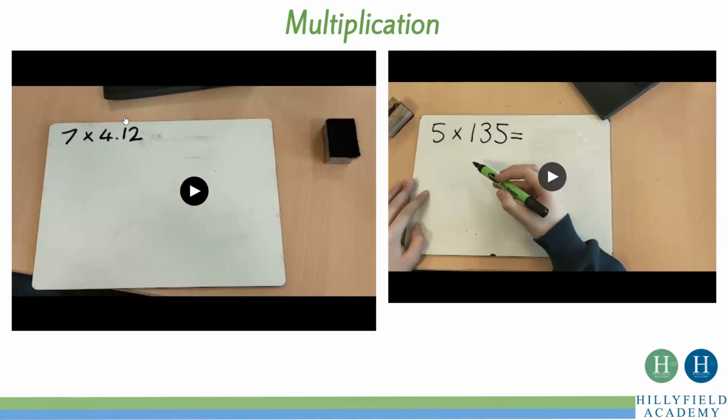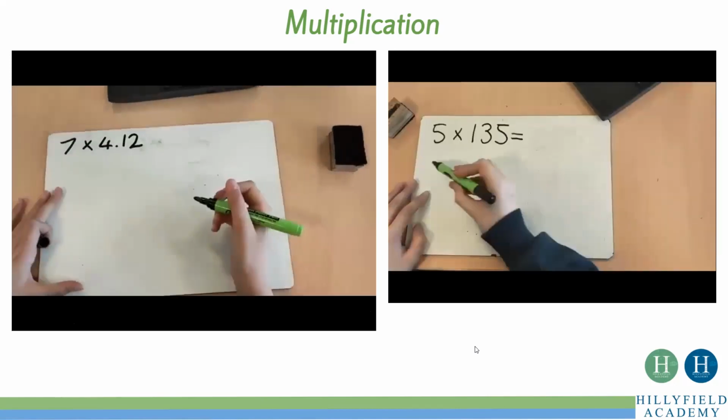So the child was saying here 7 times 2, but because they had the decimal point, they knew that this was 2 in the hundredths column. And when they got to the 4, that was 4 times 7, and it was before the decimal point, so it's 28.